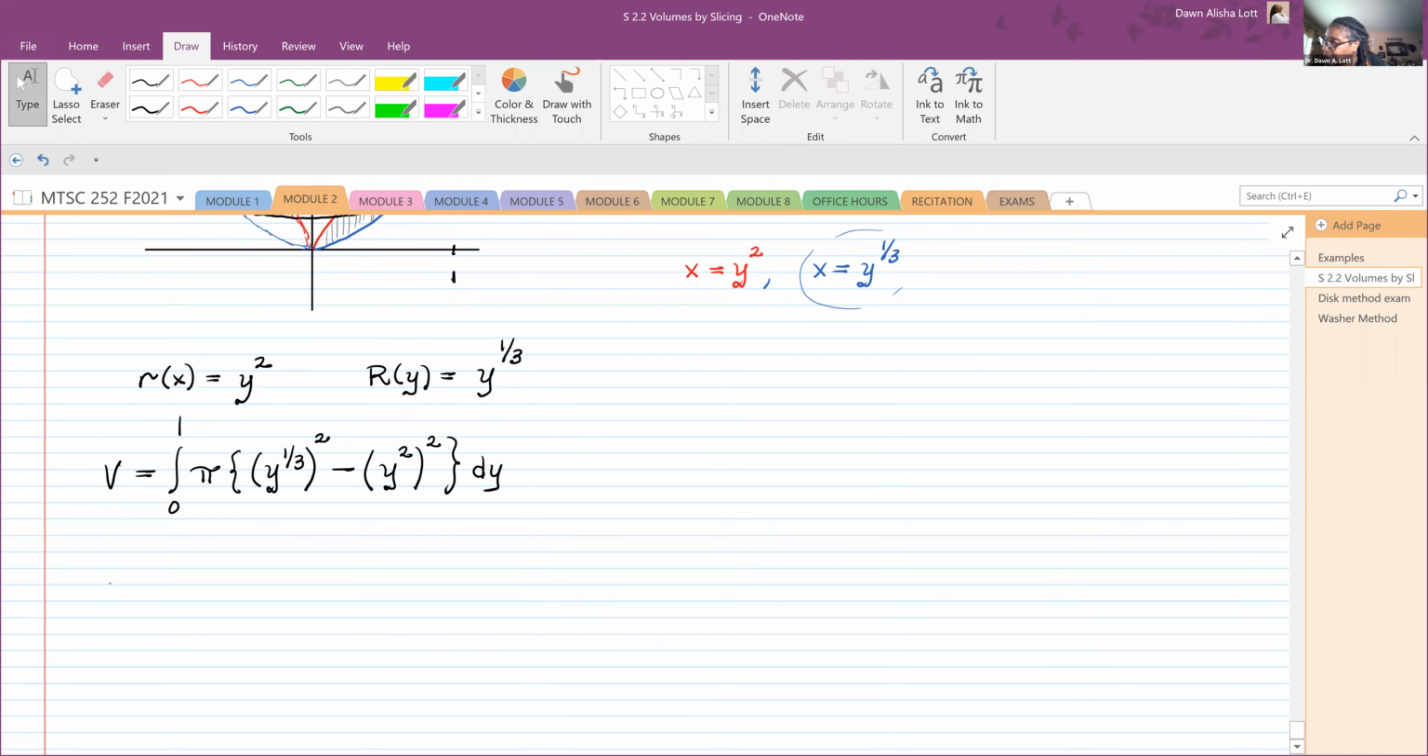And so now I get the volume, the integral from 0 to 1 of pi. Oh, I can take the pi out. Let's just pop it out. Times the integral from 0 to 1. I get y to the 2/3 minus y to the 4th dy. And that comes out to be 2 pi over 5. Okay.